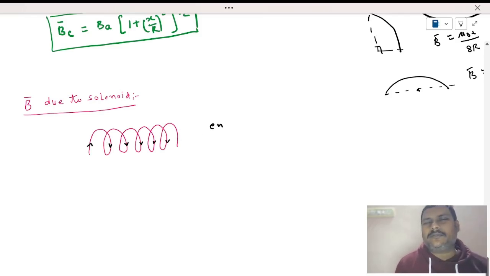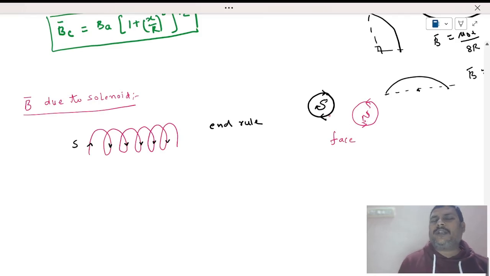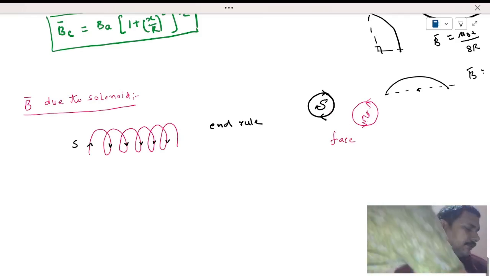Here, the end side. Current is moving to this side end. If you look into the solenoid and the current is clockwise, this end will become south. According to the face rule of a circular coil, clockwise current means south pole. Anti-clockwise current in the coil means north pole. This face is the north pole. This is called the face rule. According to the face rule, you can find out the polarity of a coil, whether it is south or north.